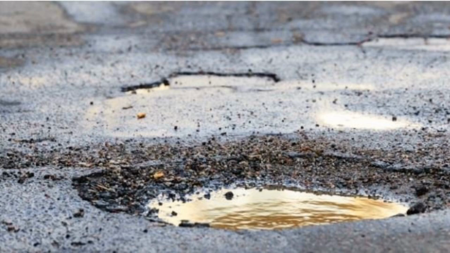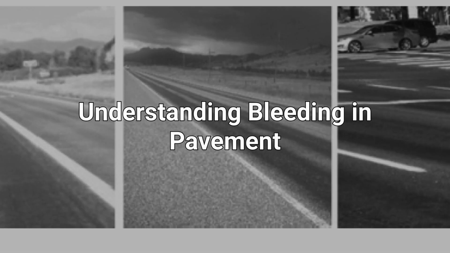Potholes are fixed by patching or filling. It consists of removing the loose materials, cleaning the pothole, applying some tack coat, prime coat if the base is exposed, applying the mix, hot or cold, and compacting. Understanding bleeding in pavement.